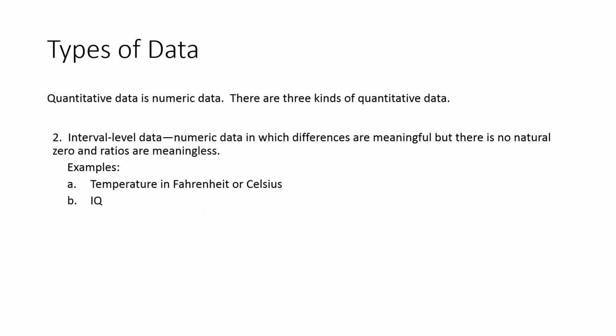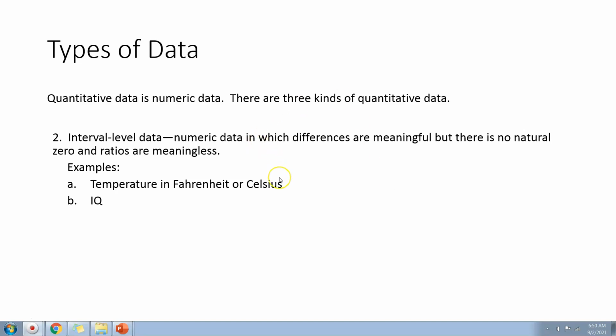Interval level data is a step up from ordinal level data, meaning it gives us a little bit more information. That's because if we look at successive values on an interval level scale, they represent the same difference. So a difference from 1 degree to 2 degrees Celsius represents the same amount of difference as from 1 to 2 degrees. And the same thing is true on the IQ scale. An IQ difference of 100 to 101 is the same difference as 101 to 102.